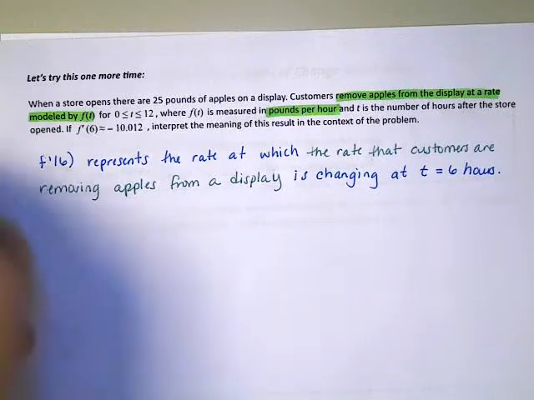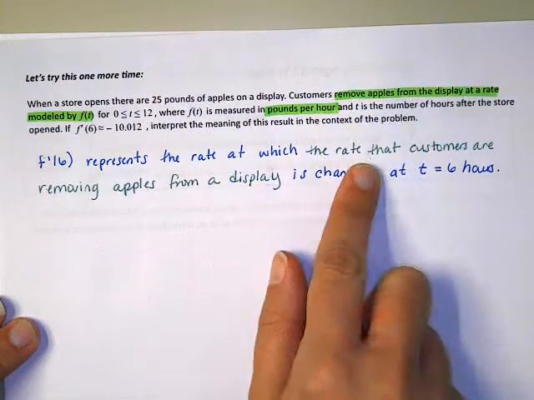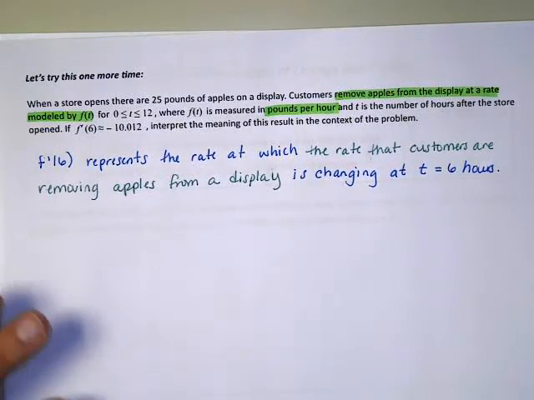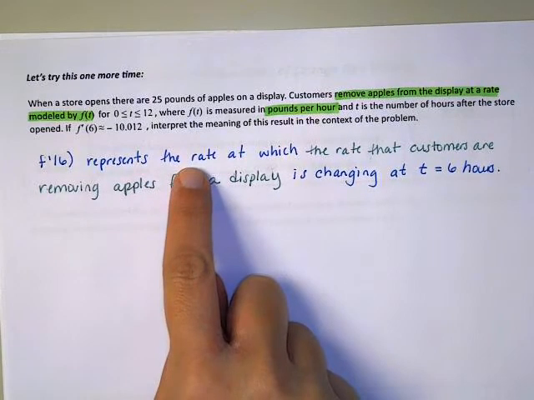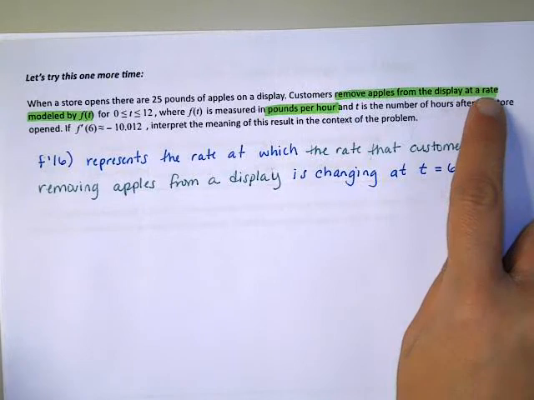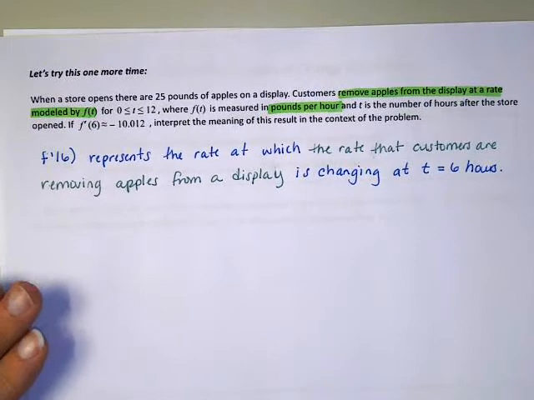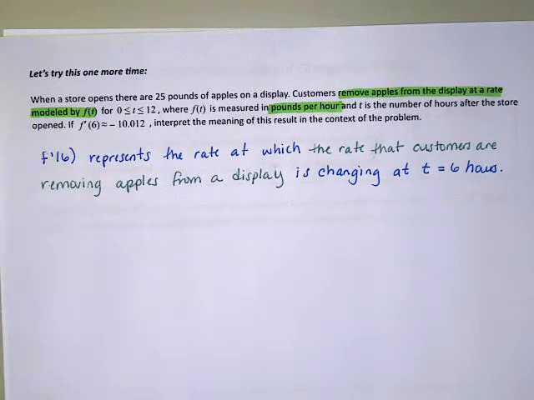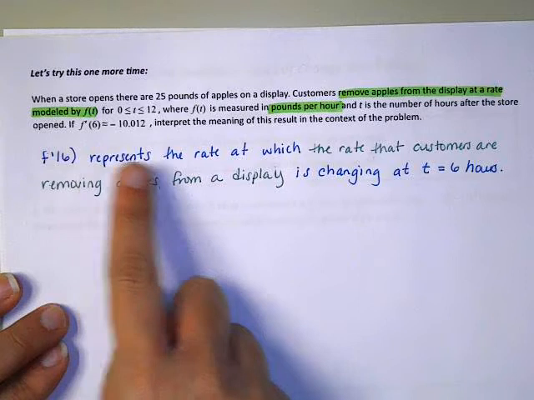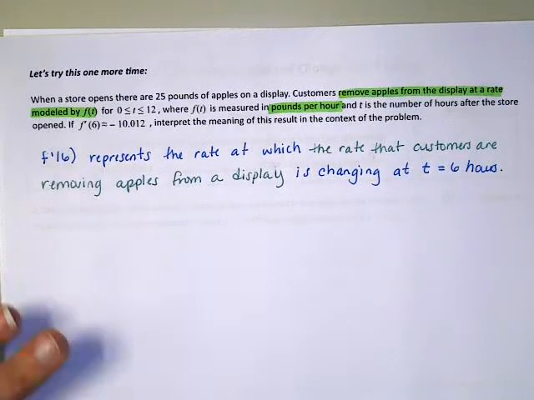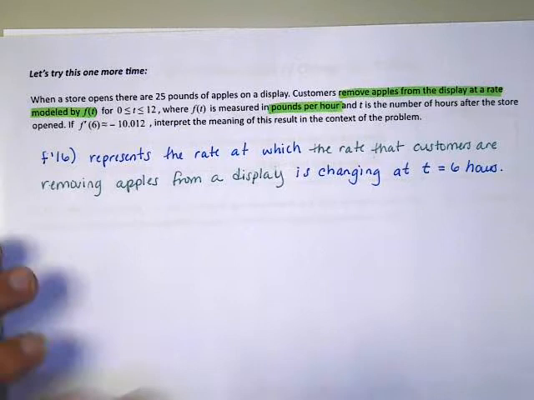Now you'll notice I said the rate at which the rate is changing. And the reason I did that is because we're finding the derivative, the rate, of a function that is already a rate function. Think of this as almost like the second derivative. You're finding the rate of what is already the rate. So f prime of 6 represents the rate at which the rate that customers are removing apples from a display is changing at t equals 6 hours. So what does that mean?